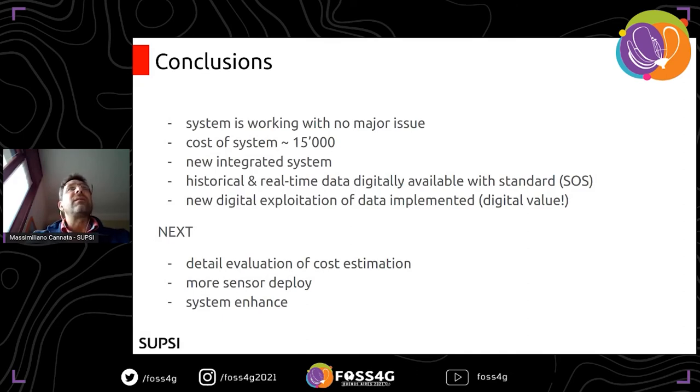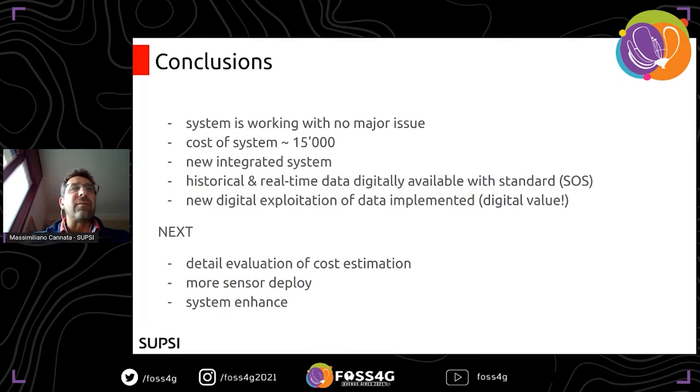The cost of the system is about 15,000. This really depends. You have to think that almost 10,000 is about the mooring of the platform. And so the cost of the sensor is 5,000. In fact, we are thinking for the future to try to miniaturize the system and bring it to the buoy.